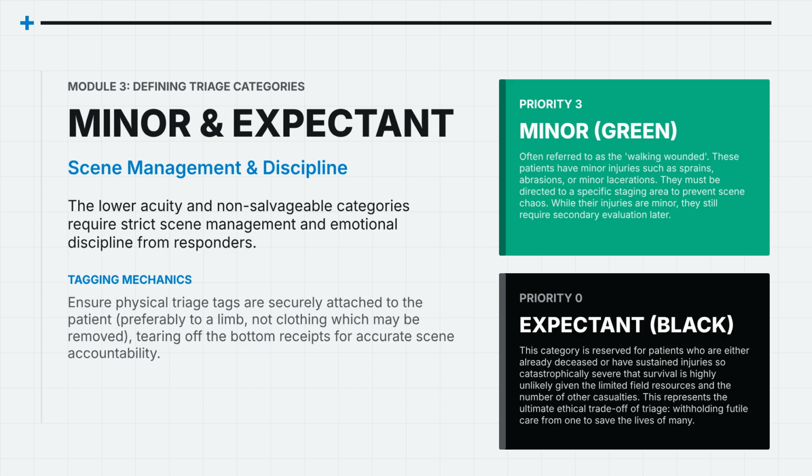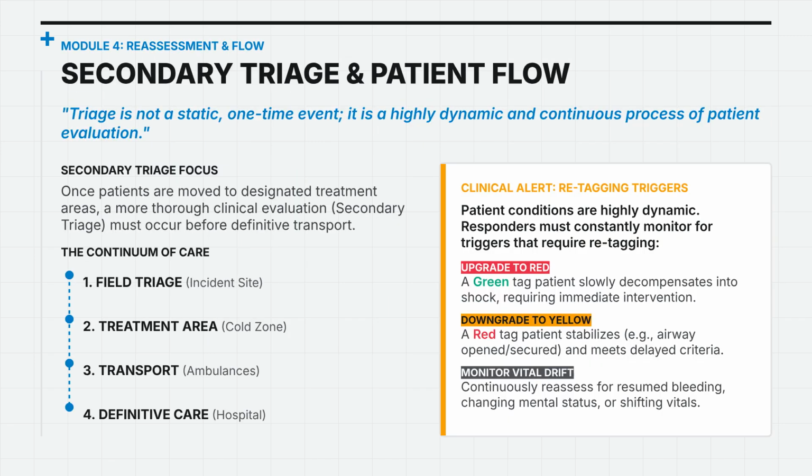Expectant or black tags are for the deceased or those with injuries where survival is unlikely, allowing resources to be focused on those who can be saved. Triage is dynamic. Secondary triage continues as patients move toward definitive care. Responders must remain vigilant for condition changes that require retagging, such as a patient decompensating from green to red or stabilizing from red to yellow.